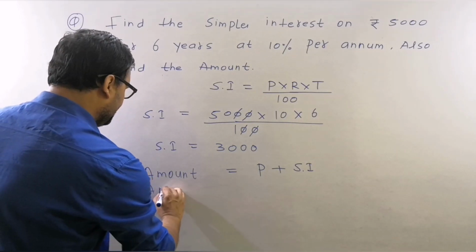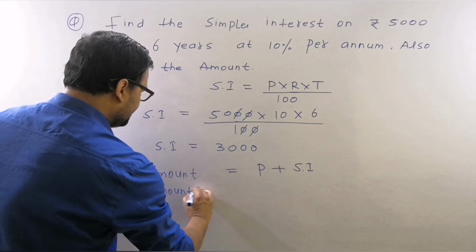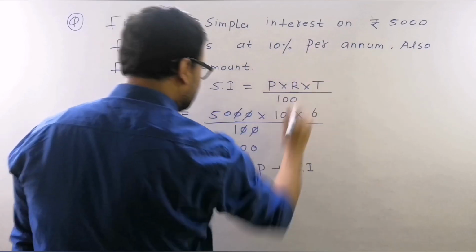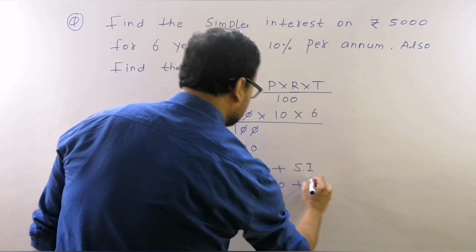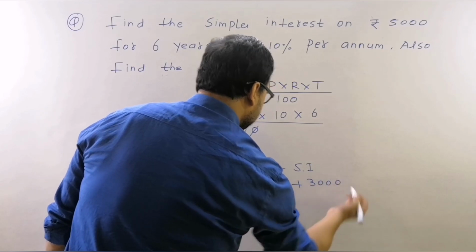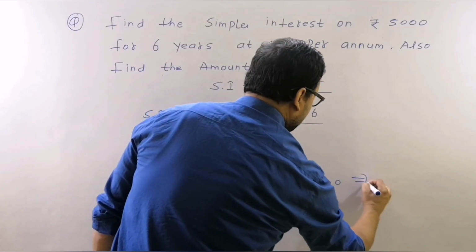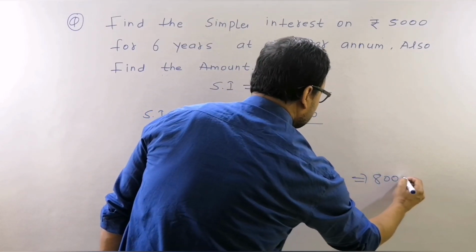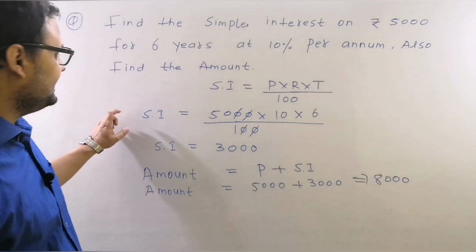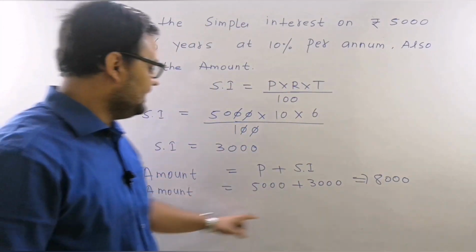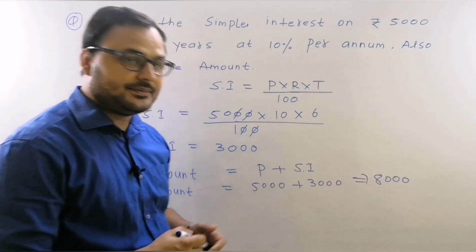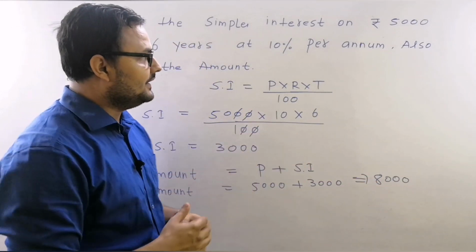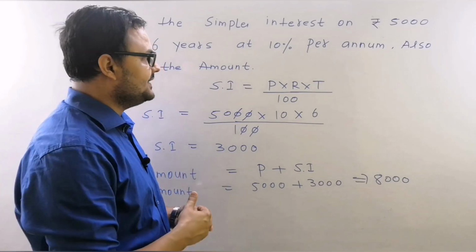Then total amount equals this P, which is 5,000, plus simple interest, which we got as 3,000. So it means in total he has to pay 8,000. So for this question SI equals 3,000 and the final amount or total amount is 8,000. Again we will continue with some other type of questions.